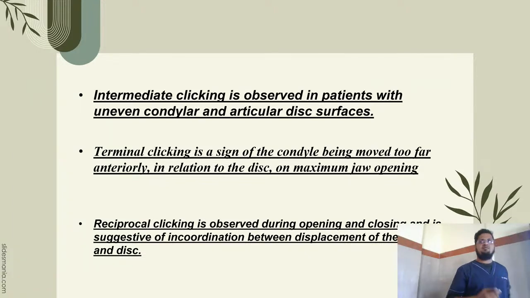Terminal clicking is a sign of the condyle being moved too far anteriorly. If the patient opens too much over the limit, that causes anterior displacement of the condyle in relation to the disc, which causes the terminal clicking. Reciprocal clicking is observed during opening and closing and is suggestive of incoordination between displacement of the condyle and disc. It happens during both movements, while opening as well as during closing, that gives the reciprocal clicking.